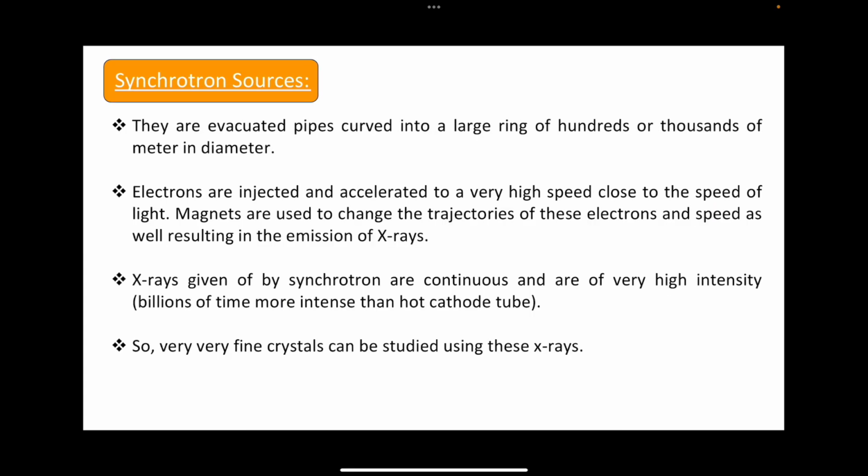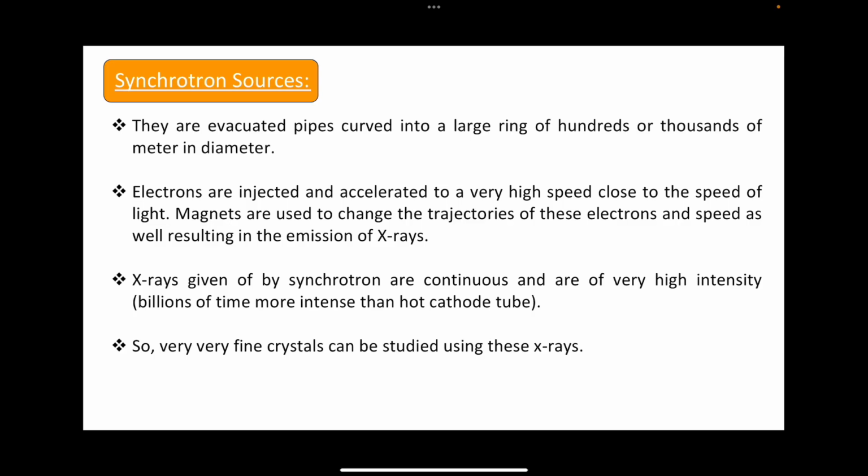Now, the last topic for this presentation is the synchrotron sources. What are synchrotron sources? Synchrotron sources are nothing but evacuated pipes, curved into rings, in which the electrons are subjected to high speed movement. We take the electrons, inject them into these hollow tubes and accelerate them in loops, at a speed close to the speed of light.